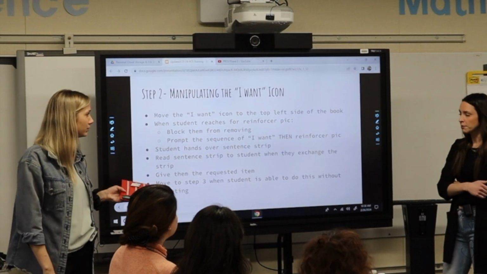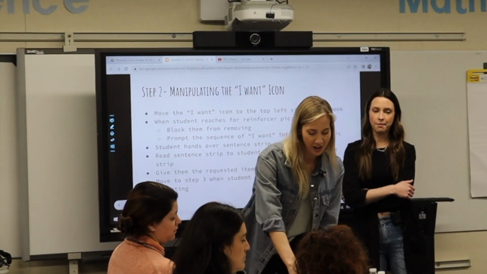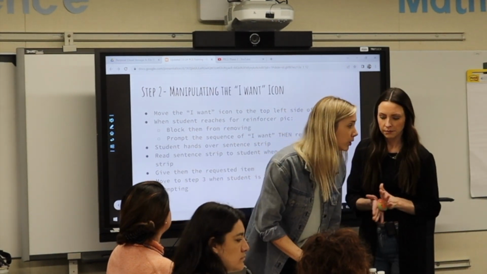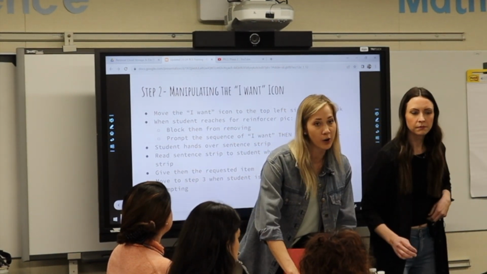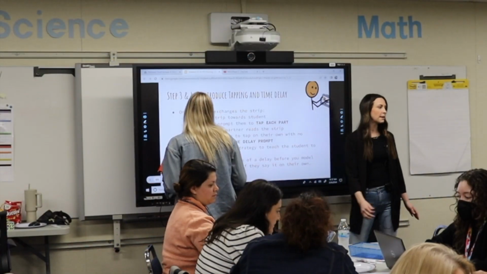Should we practice that? Sure. Okay, let's practice the first I want on the sentence strip. And you can have more than one preferred item on your book, or you can have it inside, because they already should be going inside their book. Okay, everyone good with steps 1 and 2?